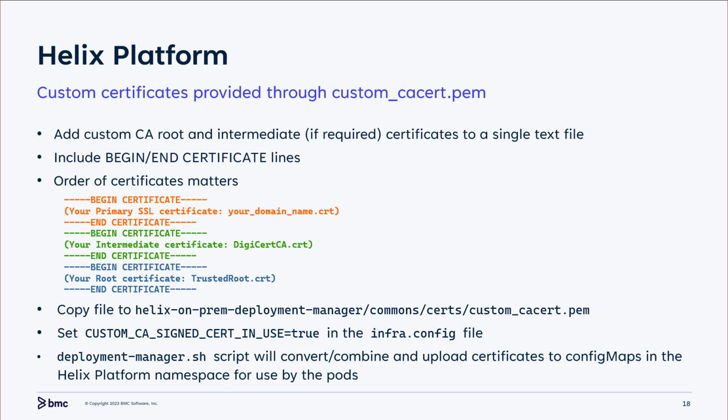You copy the file to a particular location, set one or more options in the infra config to tell the application installer that you're using a custom cert, and then run the script, and it should do the job. Part of the pre-checks that are run by the deployment manager script will also attempt to validate the certificates.